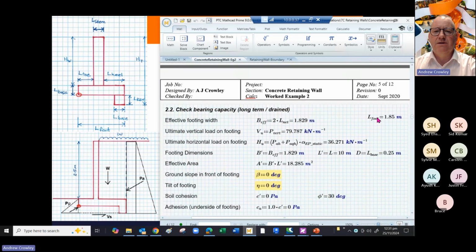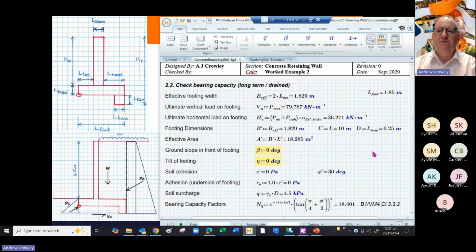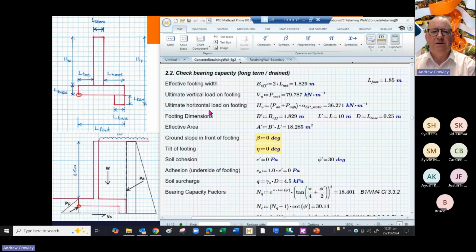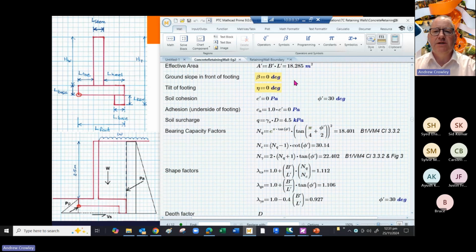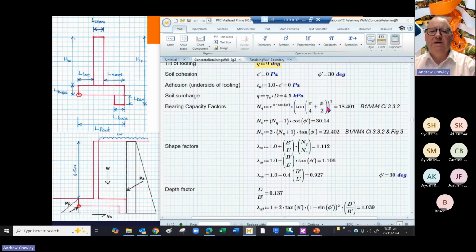So then we look at the bearing capacity in the long term, so the drained bearing capacity. Our effective footing width we've worked out from above. We've also got our ultimate vertical load and our ultimate horizontal load, again worked out from above. As we've said, the ground slope in front of the footing is 0 and the tilt of the footing is 0. Our soil cohesion is 0 and our effective angle of shearing resistance is 30. We're taking the adhesion under the footing and multiplying it by 1. There are different factors you can use there, but in this case we're multiplying it by 1.